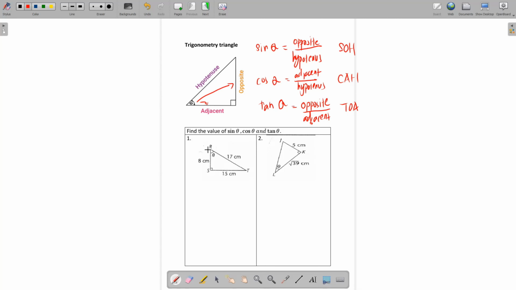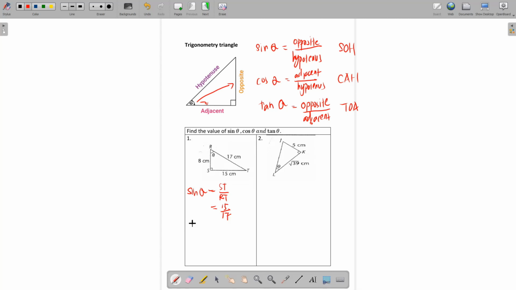Alright, so how are we going to find the trigonometric ratio for each of the angles here? So we look at the first one as our example. Number one, the sine theta. So where is the opposite? Sine theta opposite is ST. So ST over your hypotenuse RT. So we have 15 over 17.